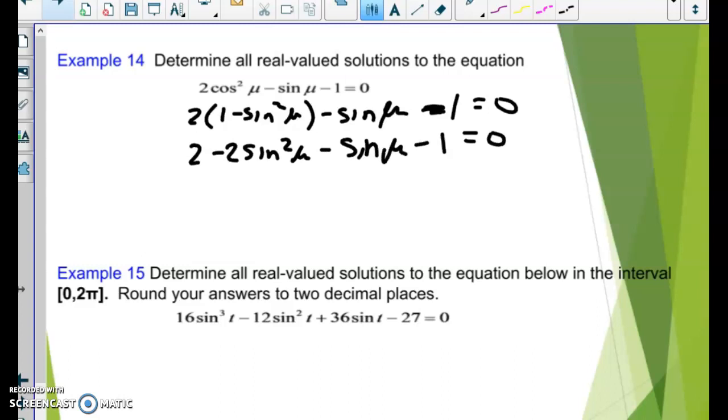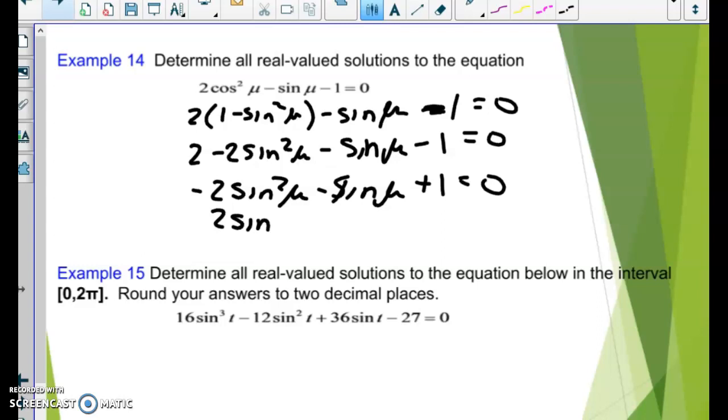Putting like terms together there, it looks like I'm going to have negative 2 sine squared minus the sine and then plus 1. And I don't like factoring when it's negative, so I'm going to multiply both sides by negative 1. So 2 sine squared plus the sine minus 1 equals 0. And then that's similar factoring to the last one.